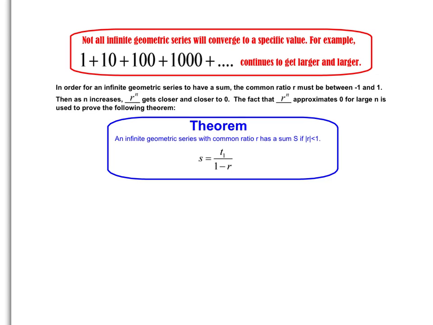If we read here, it says, in order for an infinite geometric series to have a sum, the common ratio must be between -1 and 1. So in order to get an example like we saw on the first slide, our r has to be between -1 and 1. It says then as n increases, r to the n gets closer and closer to 0. The fact that r to the n approximates 0 for large n is used to prove the following theorem. So here it is, the theorem that we're going to need to know. We can find the sum, again, as long as the absolute value of r is less than 1, using this formula: the first term divided by 1 minus the common ratio.